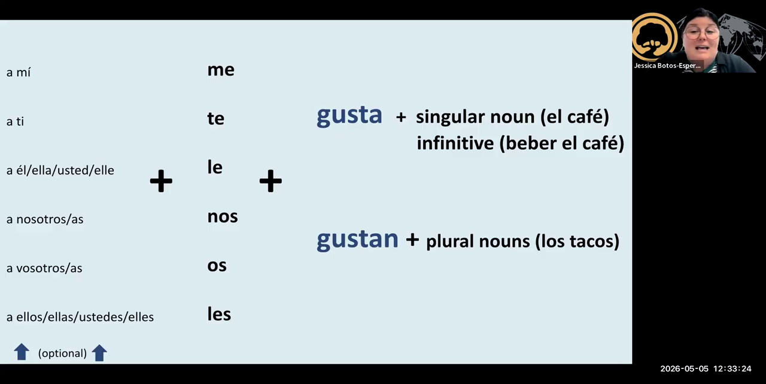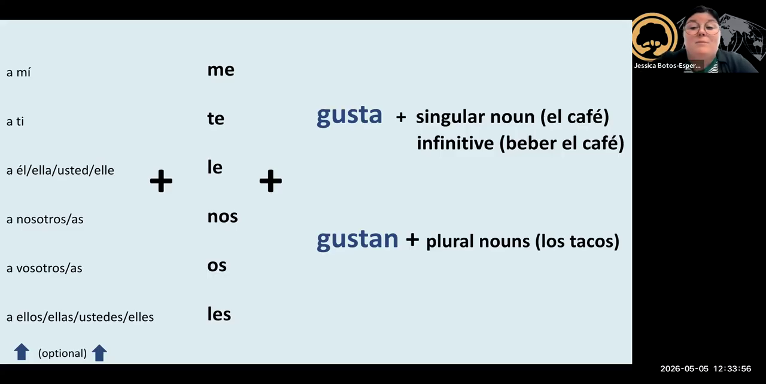First, look at the left side. A mí, a ti, a él, a ella, a usted, a ella, a nosotros, a nosotras, a vosotros, a vosotras, a ellos, a ellas, a ustedes, a ellas. So these are what we call the a plus person phrases. These tell us who we are talking about or who is doing the liking.